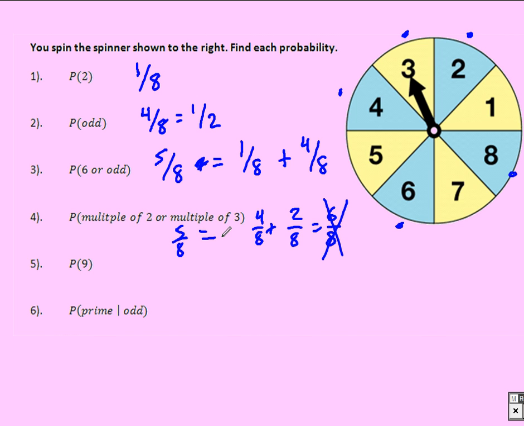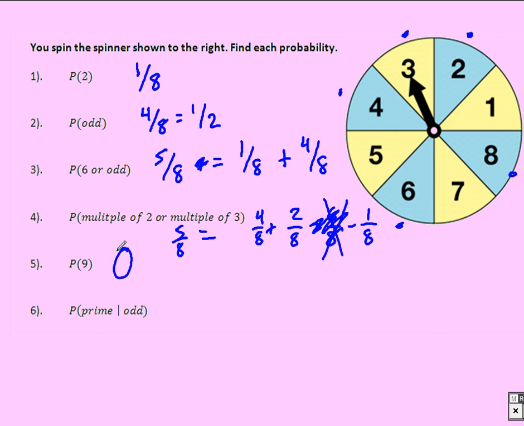So the way you get that is you have the 4 out of 8 for multiples of 2, 3 out of 8 for multiples of 3, but you need to take away that 1 overlapping. So the probability of each minus the overlap probability. So you can do it with the sum or individually. Probability of getting a 9, there are no 9s, so that probability is 0.